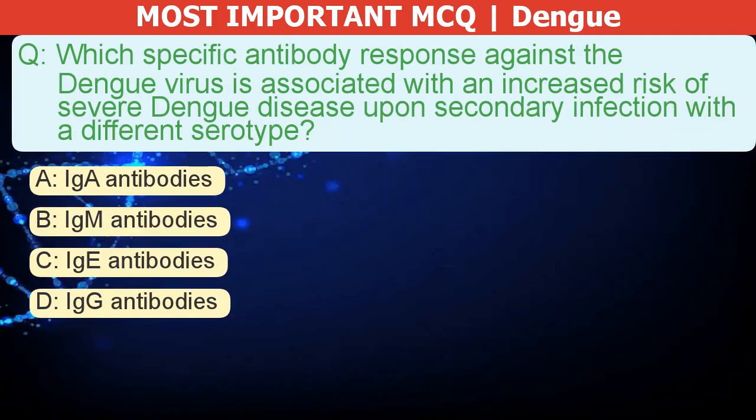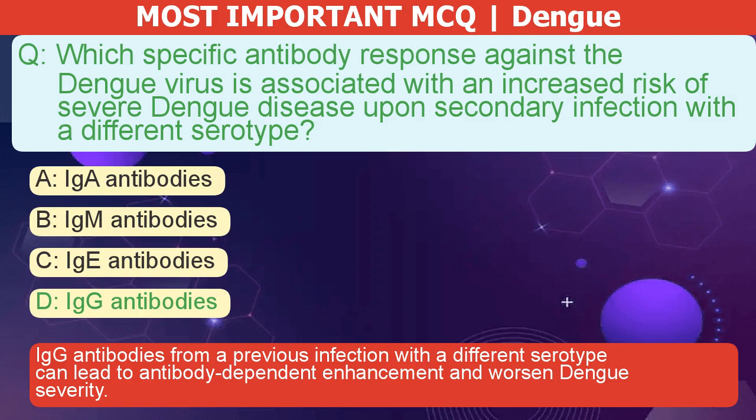Which specific antibody response against the dengue virus is associated with an increased risk of severe dengue disease upon secondary infection with a different serotype? A. IgA antibodies. B. IgM antibodies. C. IgE antibodies. D. IgG antibodies. The correct answer is D. IgG antibodies from a previous infection with a different serotype can lead to antibody-dependent enhancement and worsen dengue severity.